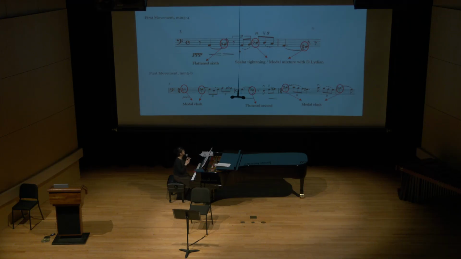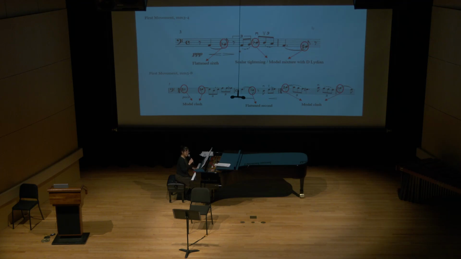Okay, so applying Brown's method, the B flat in measure 3 results from the modal lowering of the 6th scale degree. So this is the D Dorian, and the 6, 1, 2, 3, 4, 5, 6. The 6th scale degree is B, and lowering it creates the B flat.